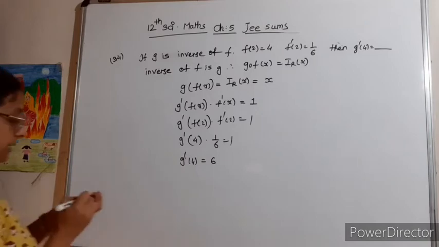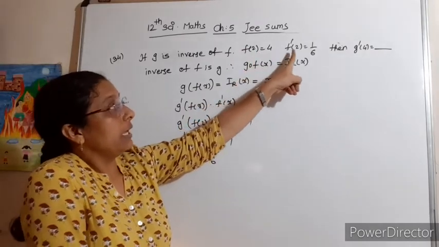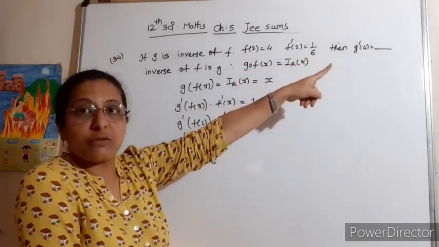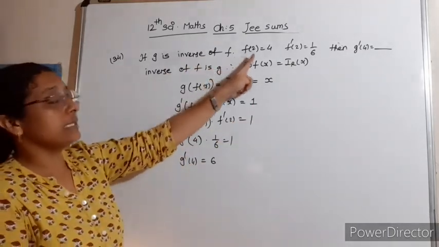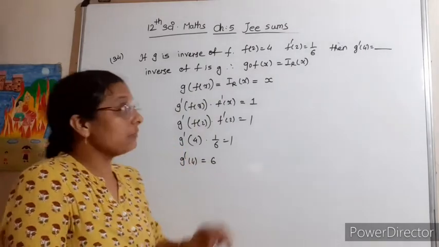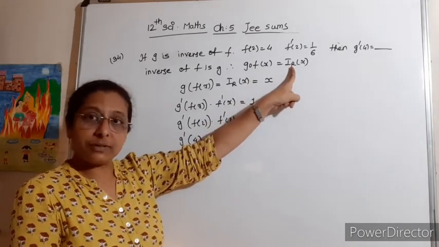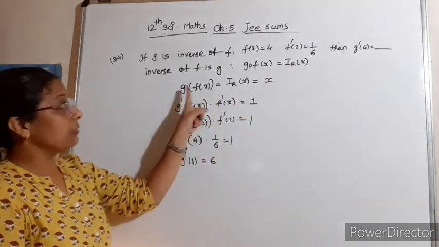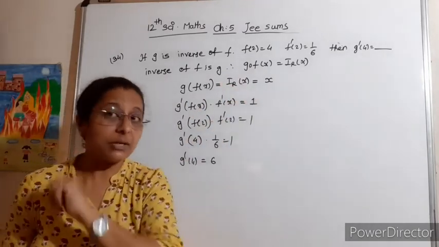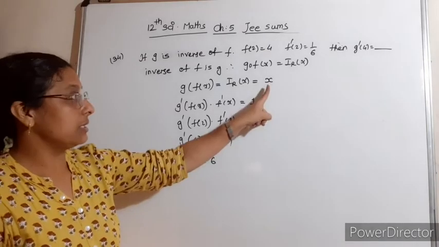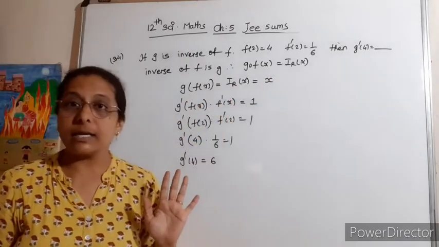Okay, the 34 sum: g is the inverse of f. f of 2 is equal to 4, f dash 2 is 1 by 6, then g dash of 4 you want to find. Now how to find it? Given that g is the inverse of f, and f and g are the inverse of each other, we know that the combination of these two functions, g o f of x, is equal to the identity function IR of x. IR of x is what? x. You know that if f of x is equal to x, then it is called identity function. अगर g o f identity function है, तो g o f x is equal to x हो जाएगा, right?